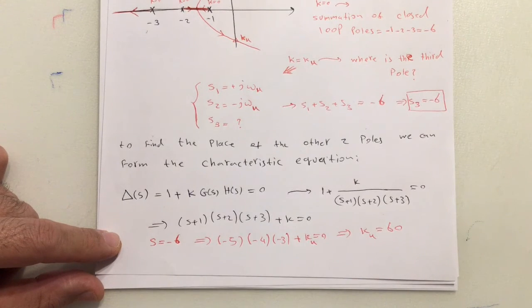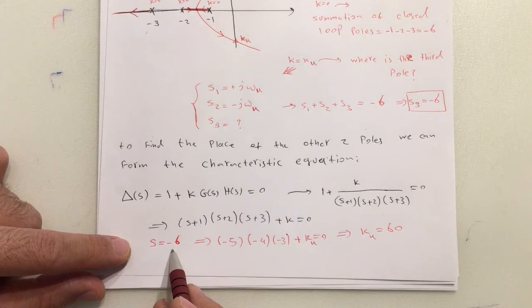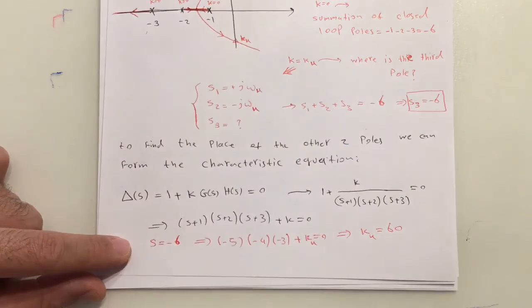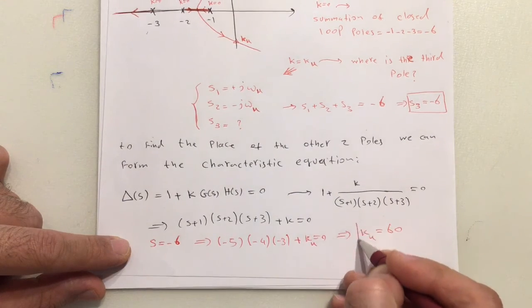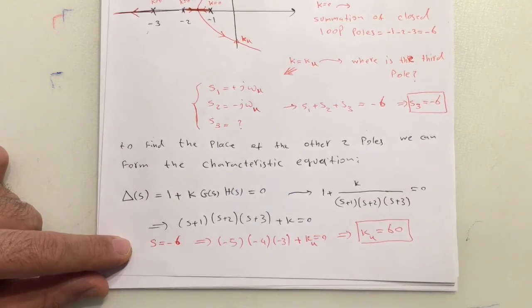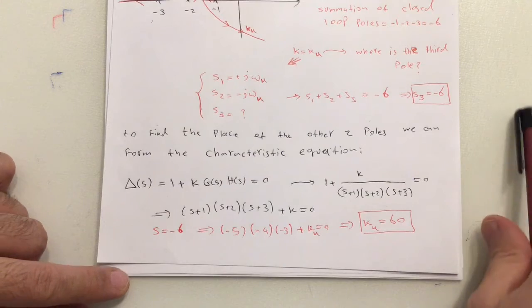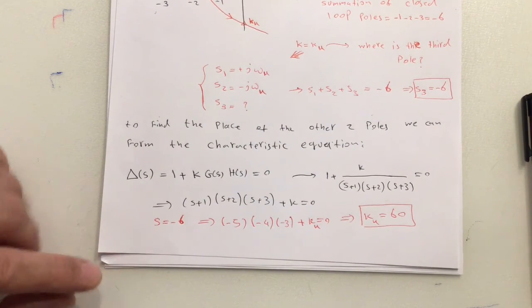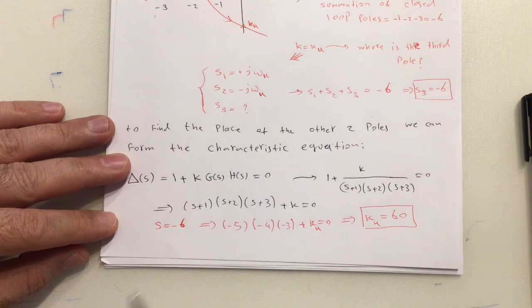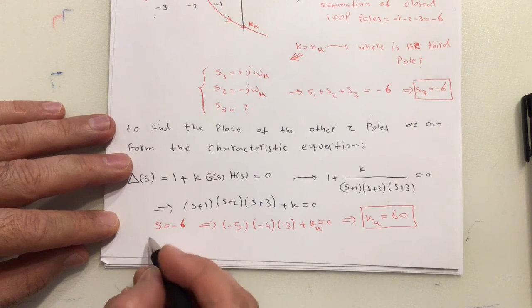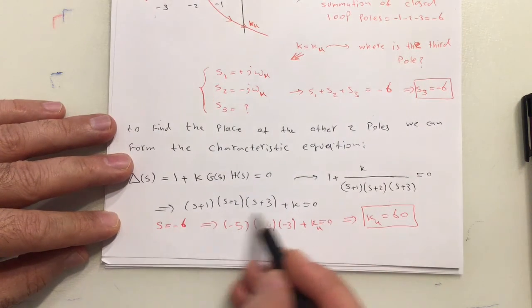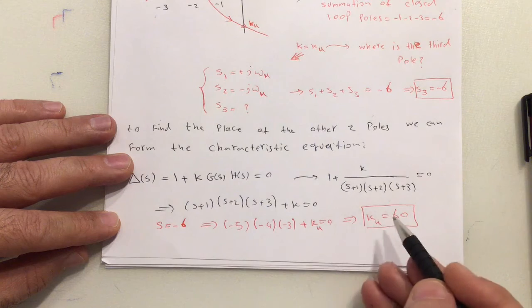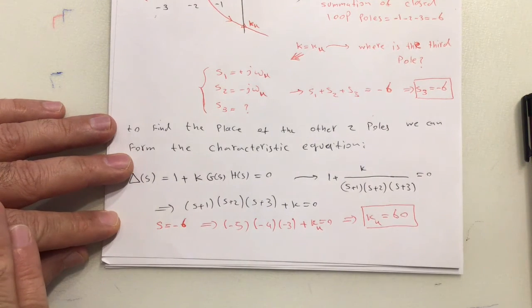So I could have named that here ku because I have substituted s equal minus 6. And I know that when one of the poles is minus 6, the other poles are on the j omega axis. So this one is ku. So we could find ku, and the question is, where are the other two poles? So what you can do, you can divide the characteristic equation by s plus 6. It will give you the other two poles.